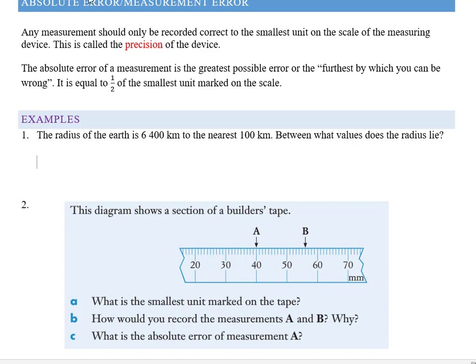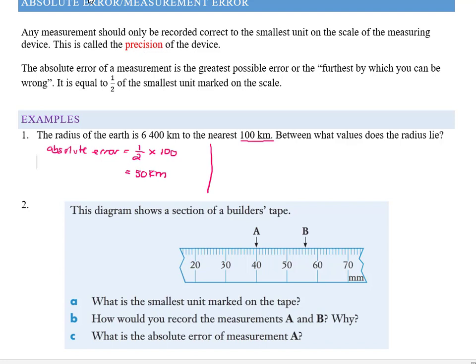So let's put into practice how that's going to work. The radius of the Earth is 6,400 kilometres and it's being measured to the nearest 100 kilometres. The question is, between what values does the radius lie? The absolute error is half of the smallest unit. This is being measured to the nearest 100 kilometres, so it's half of 100 kilometres, which is 50 kilometres.